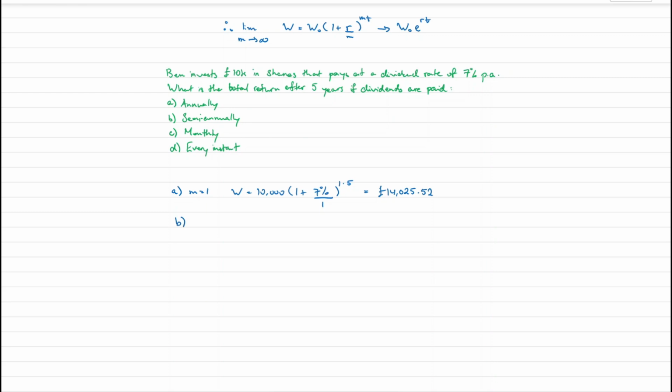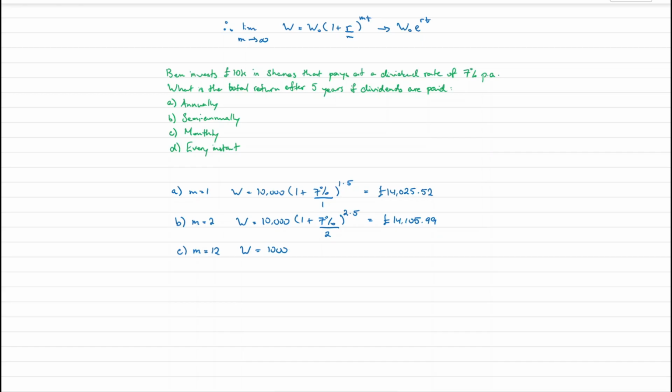For the next one, dividend is paid twice a year, so the number of compounding periods per year is equal to 2. So let's figure out what that new value for W is. That is 14,105.99, which is higher than the first one. For the next part, dividend is paid every month, so it compounds 12 times per year. m is equal to 12. And this value will be even higher than the one before.